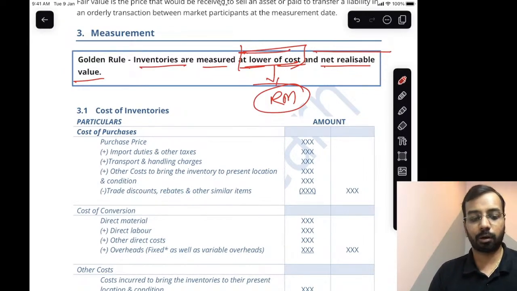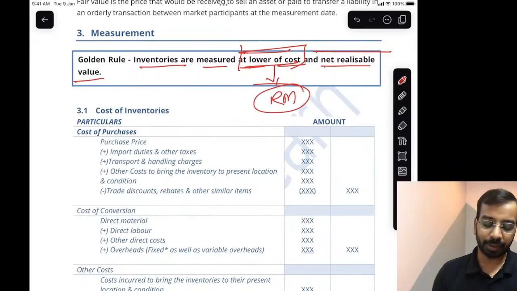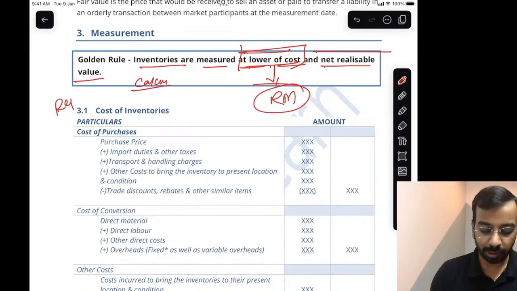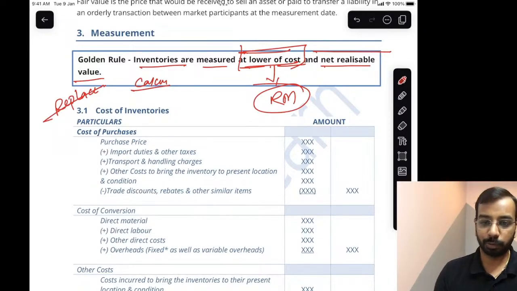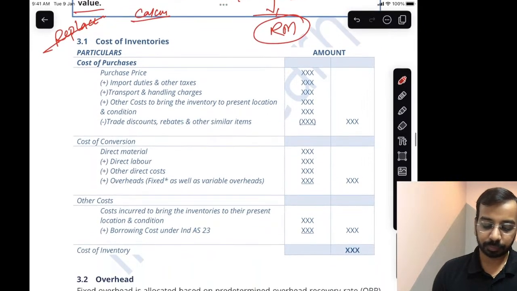All of us know that inventories are valued at lower of cost and NRV. It is simple to understand. It is not complicated. What happens is at the time of calculation, it becomes really difficult. Students face difficulty at the time of calculations of cost or net realizable value. Sometimes they get confused with replacement cost. So all of these things we will cover when we do this particular standard.